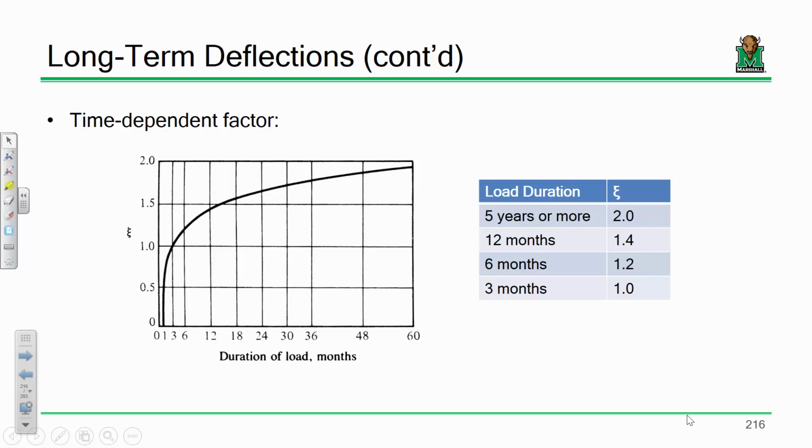Okay? So I just want you to keep that in mind, that your time-dependent factor for quote-unquote infinity is 2. And that's going to make sense here in a second. Now I've got here some values showing that if it's at 12 months, that's about 1.4. If it's at 6 months, it's about 1.2. If you have a time period in between, you're just going to have to interpret the graph. On homework number 7, problem number 2, you do have to actually do that.